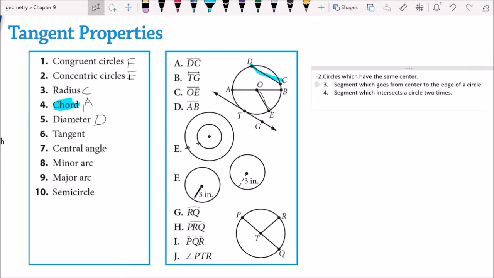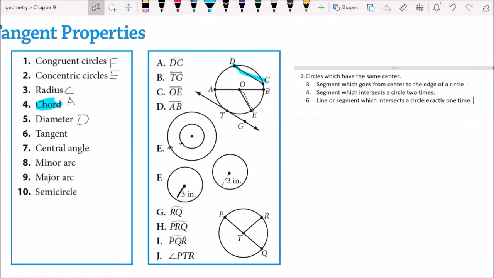So here we go. Let's get the definition of a tangent. A tangent is similar to a chord, and I better call this number 6. A tangent is a line or segment which intersects a circle, and it doesn't have to be a circle, but today we're talking about circles, exactly 1 time. Now, that sounds really similar to the secant, although what that means is that the tangent has to be on the outside of the circle.